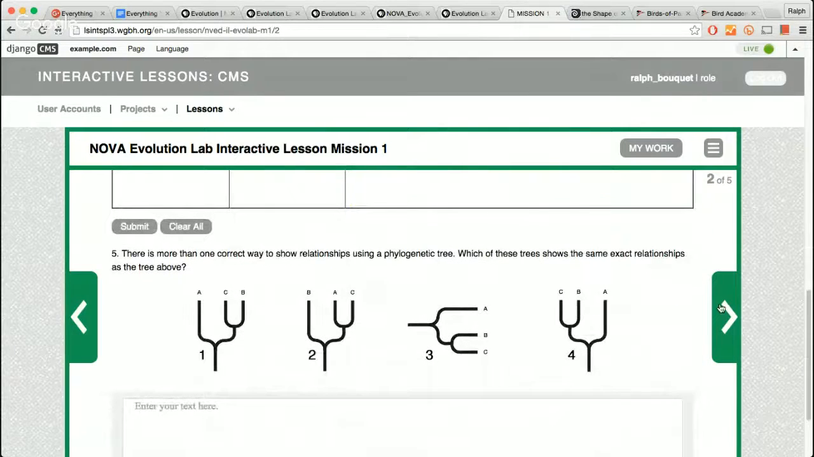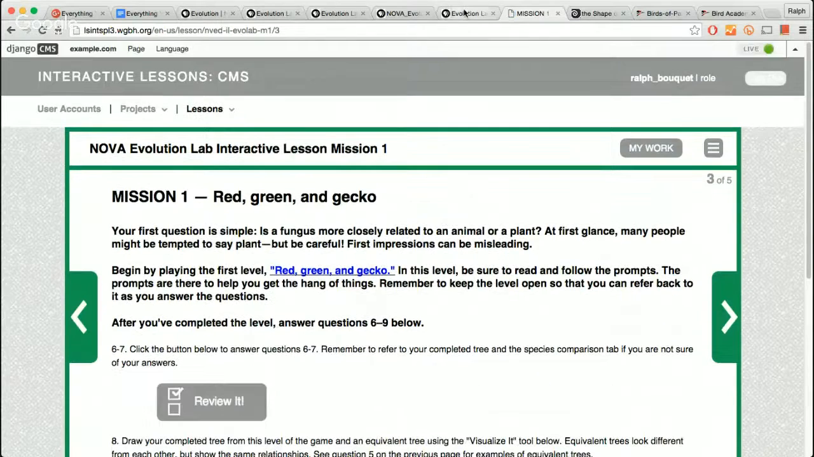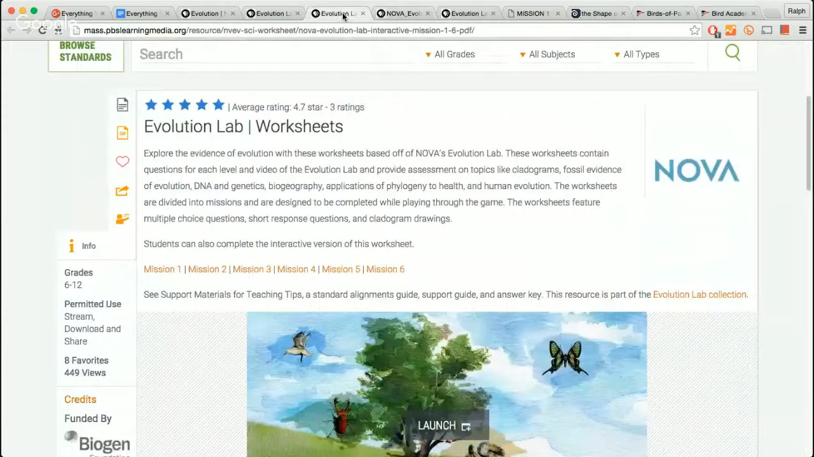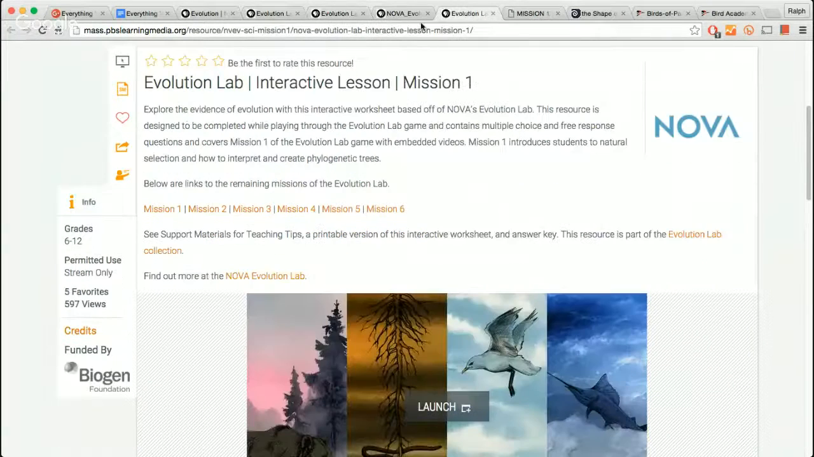And again, you'll see here there's a different interactive lesson for each worksheet, for each mission. And if you just go to the main page for any of these resources, you'll see links to all of the different missions there. And again, this is the same exact content you'll find in the PDF worksheets, just in a digital format.